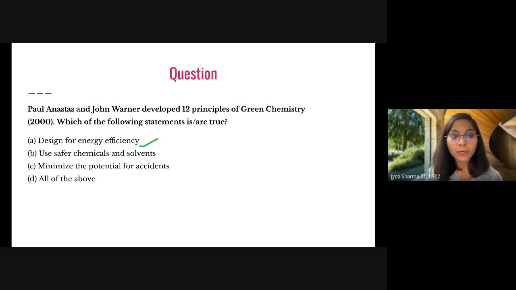Then, use safer chemicals and solvents, yes. Minimize the potential for accidents, yes. So that's why all of the above will be the right answer. You can search for the 12 principles of green chemistry, and all of the above is the right one.